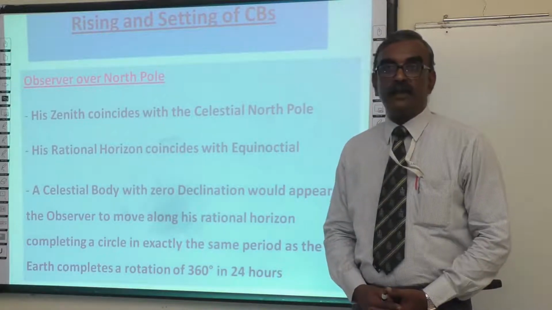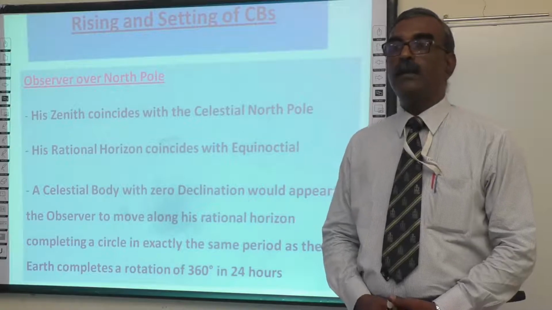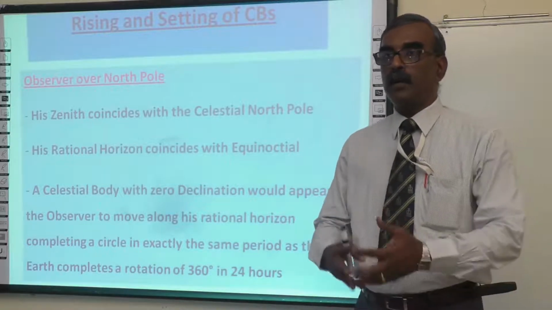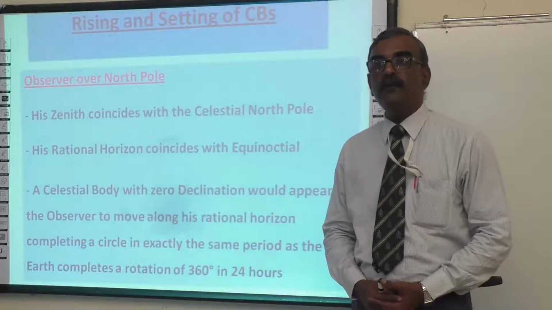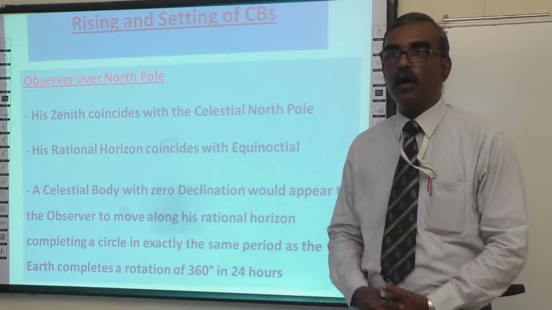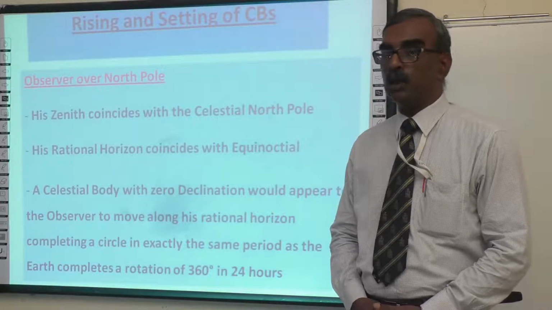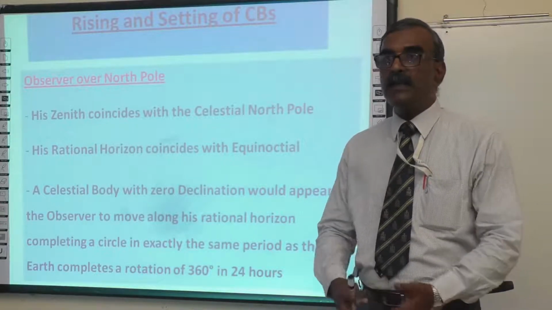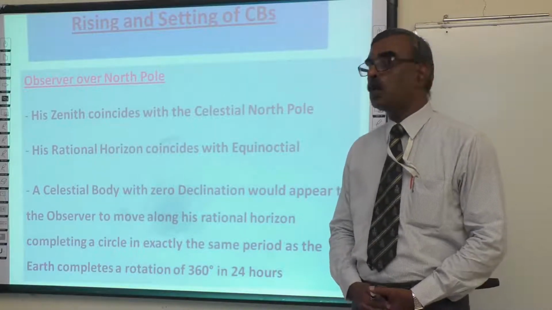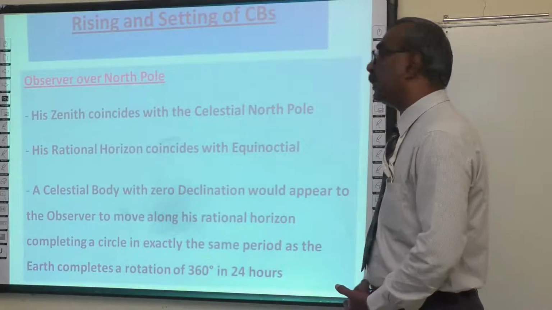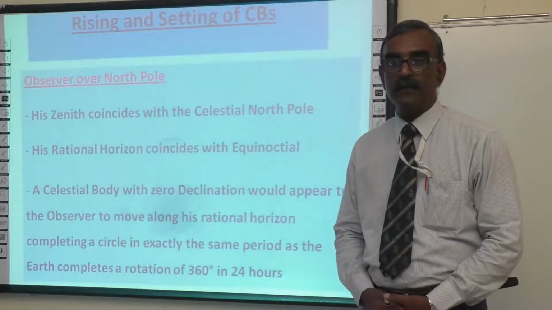Let us take an observer on the North Pole. Imagine you have travelled across the globe and reached the North Pole. For him, the zenith is exactly above the North Pole. It coincides with the celestial North Pole. His rational horizon, which is at 90 degrees from the North Pole, would also coincide with the celestial equinoctial, or the celestial equator.